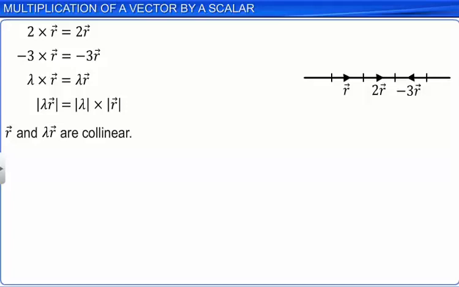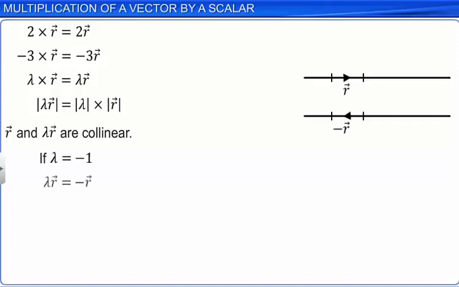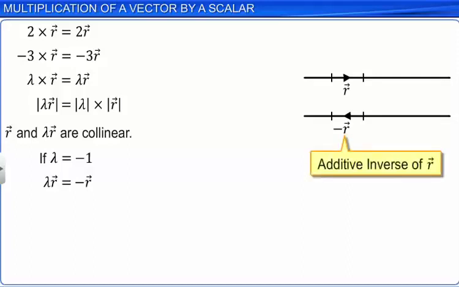Now, let us take some special cases. Multiplying a given vector r by -1, we get vector -r, which is equal in magnitude but opposite in direction to vector r. Vectors r and -r are called additive inverses of each other, and their sum is a zero vector.